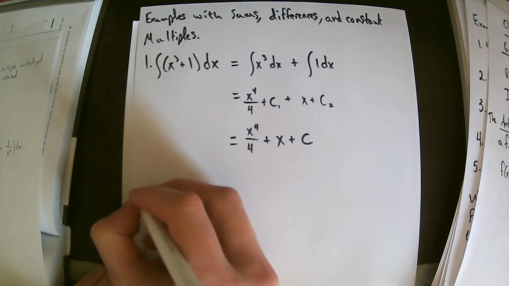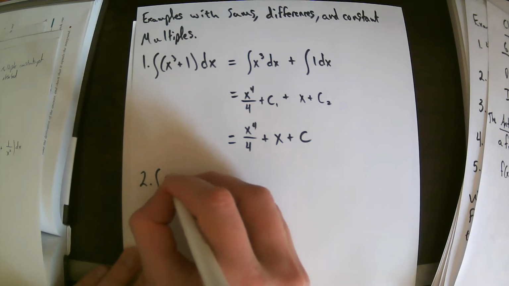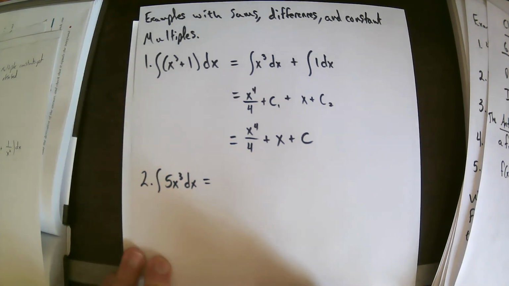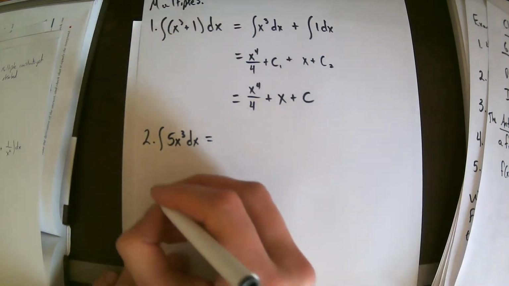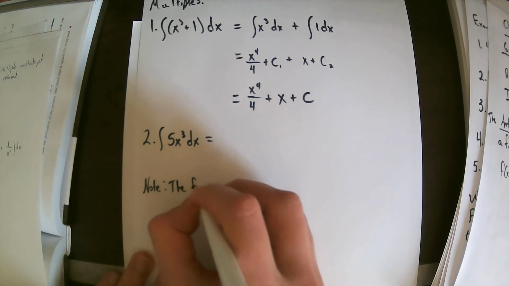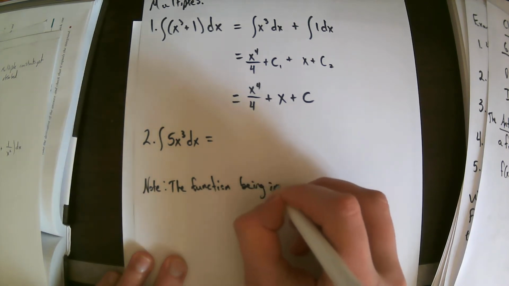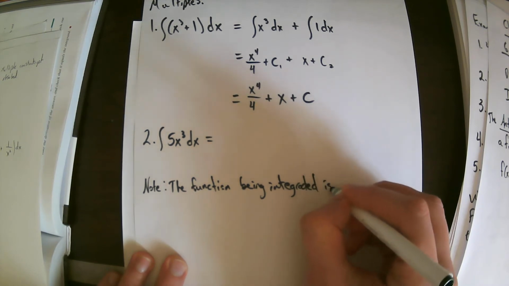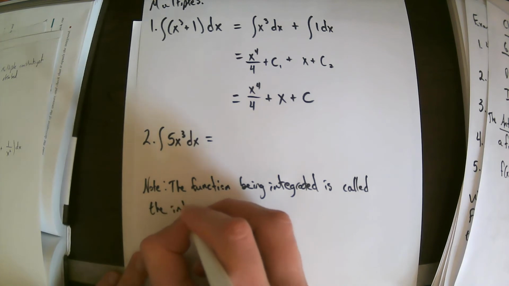So let's try a constant multiple on the function being integrated. By the way, the function being integrated is called the integrand. I'll just say note: function being integrated, so in this case 5x cubed, the integrand.